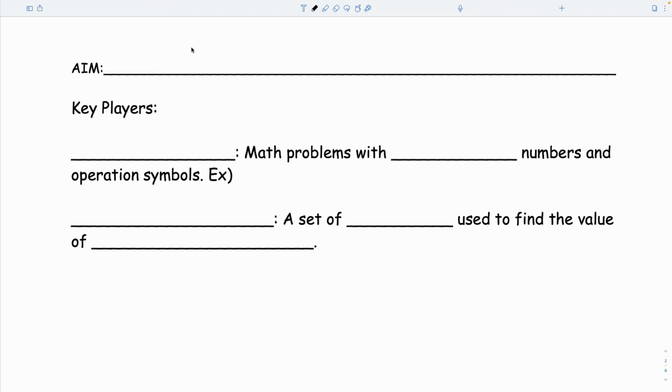2. Who can read the aim? 1, 2. And go ahead. Daniel, can you read that far?